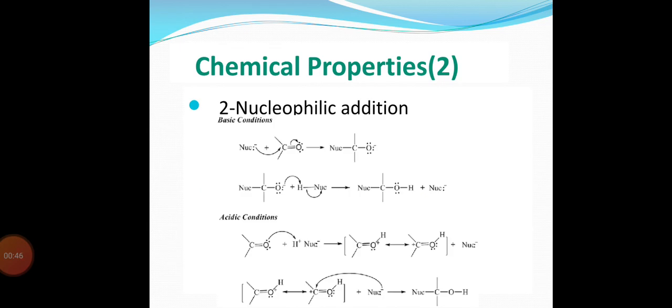This slide was shown in my last video. I use it once again to refresh your memory about the magic for the nucleophilic addition reaction. The nucleophile attacks the carbonyl carbon, as you can see in this slide, and hydrogen is added to the oxygen of the carbonyl group, in both cases, whether the nucleophilic addition is carried out in basic condition or in acidic condition.